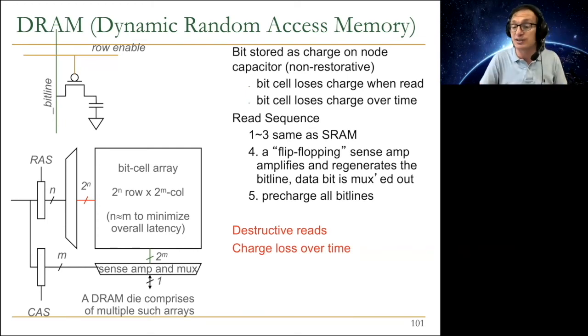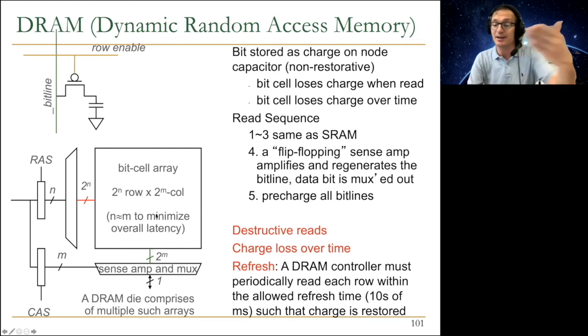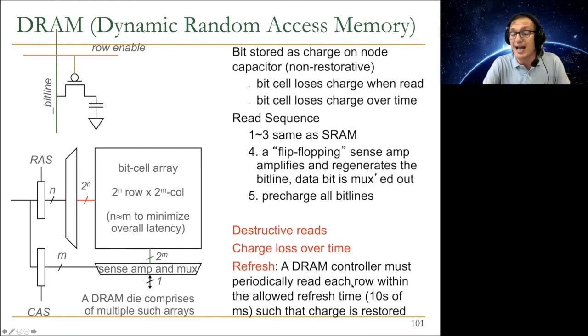You lose charge over time, even if you're not reading these capacitors, because capacitors leak. So at the end of this reading, there's some circuitry that ensures that the data gets restored into the cells, which we're not going to talk about. But periodically, you also need to refresh the entire DRAM array so that you don't lose data over time.